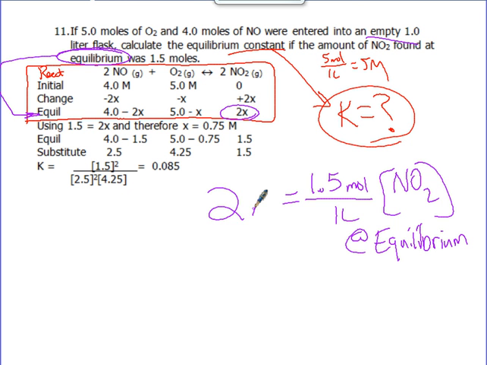1.5 is equal to 2x. That's algebra that I can do in my head. If 1.5 is equal to 2x, then x is 0.75. x is 0.75 molar. Now, every x that's in the RICE table can be filled in. Bam, bam, bam, bam, bam, bam, bam, bam. The only thing that's missing is K.